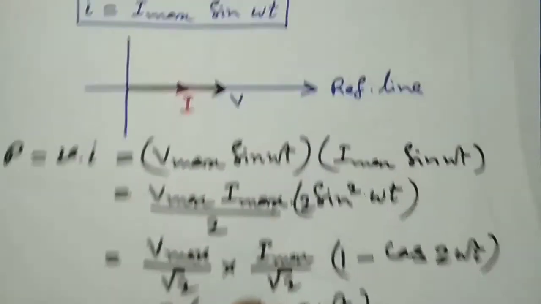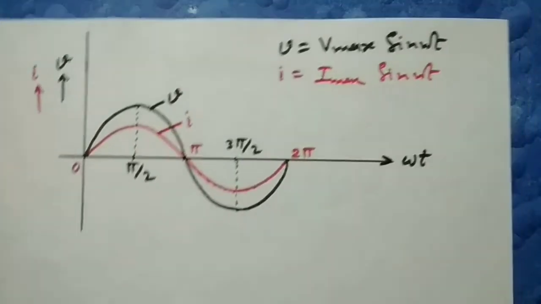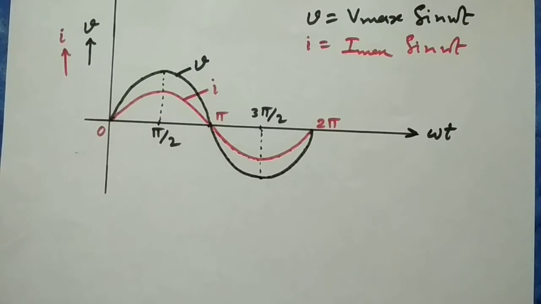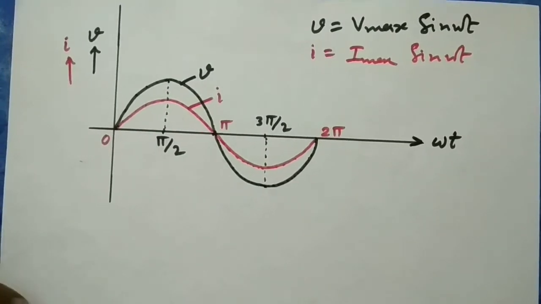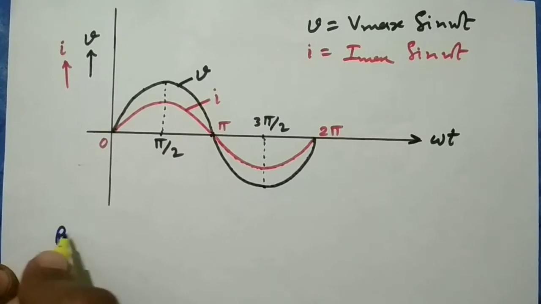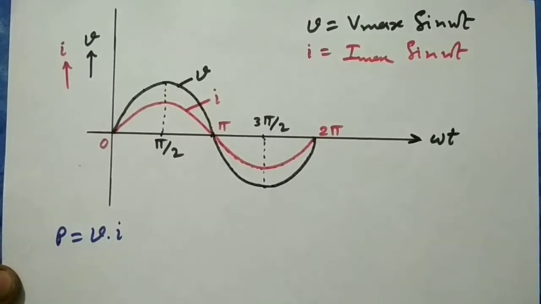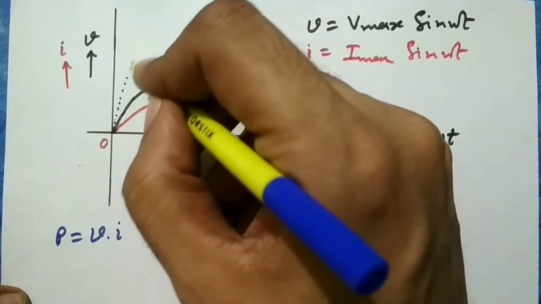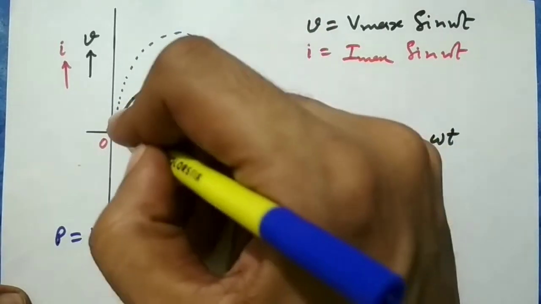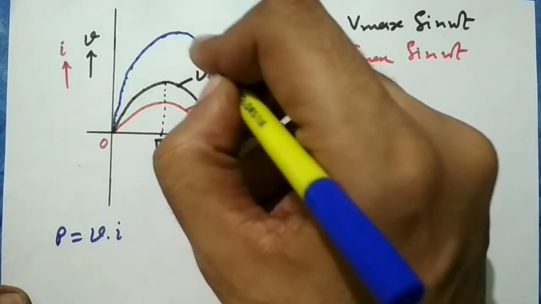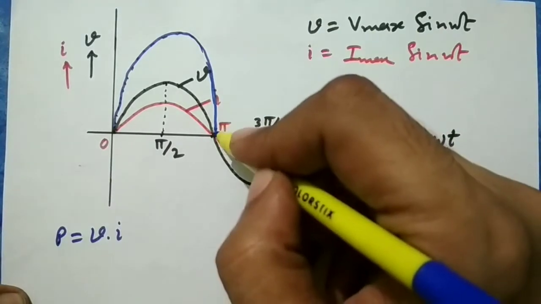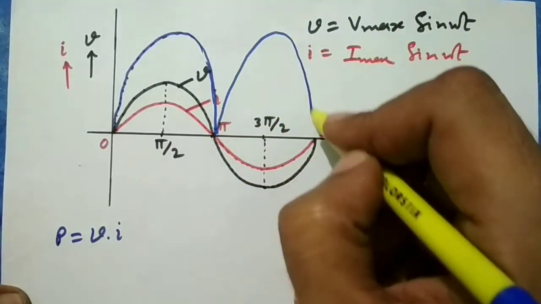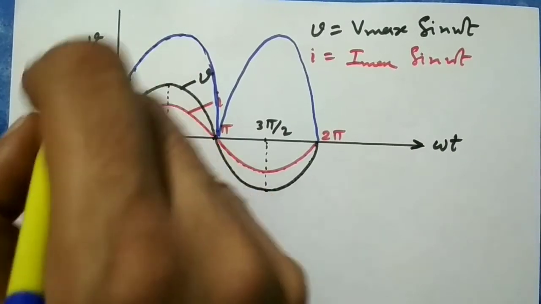If we show the power in waveform, here we can see that the voltage and current that we have already drawn, both are in phase, and the power is the product of V into I. Therefore, if we want to draw the waveform, then the power waveform will be represented by this blue line. So this is the power.